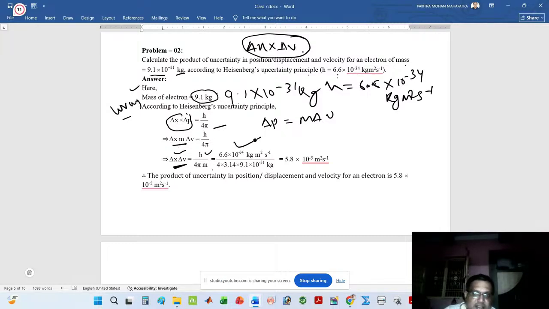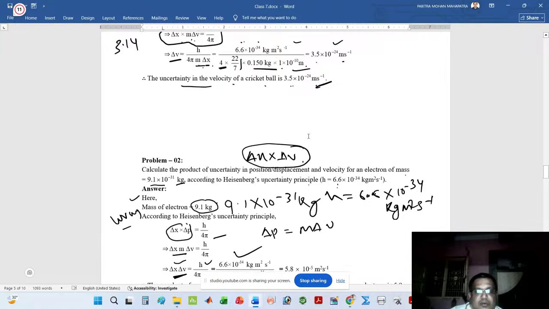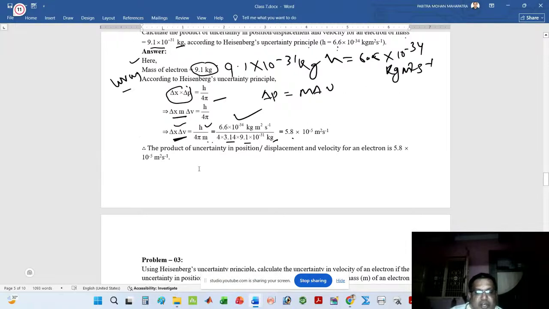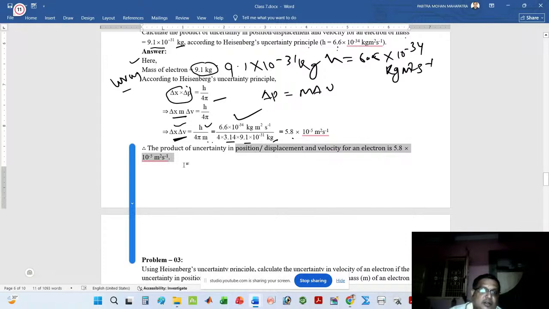Put the value of h. This is the value 6.6 into 10 to the minus 34. Put the value of pi, that is 3.14. Put the value of m, that is 9.1 into 10 to the minus 31 kg. If you solve, then the answer is 5.8 into 10 to the minus 5 meter square second inverse. This is your problem number 2. So here I can say that the product of uncertainty in position or displacement and velocity for an electron is 5.8 into 10 to the power minus 5 meter square second inverse.